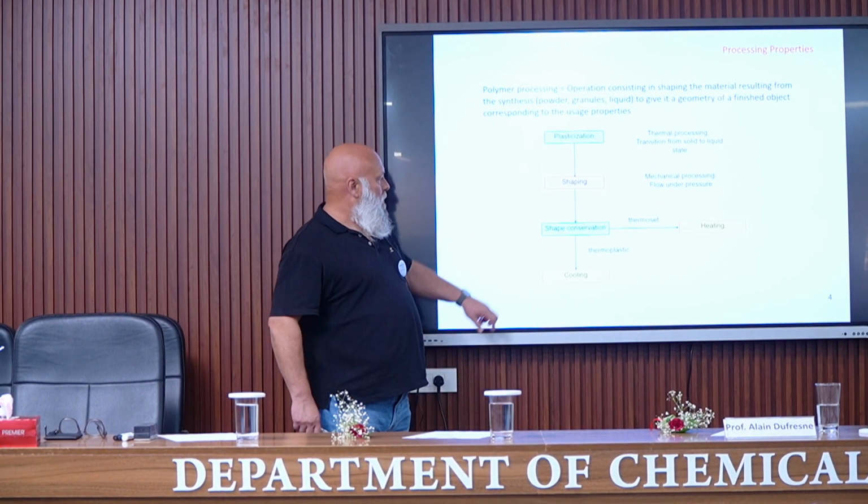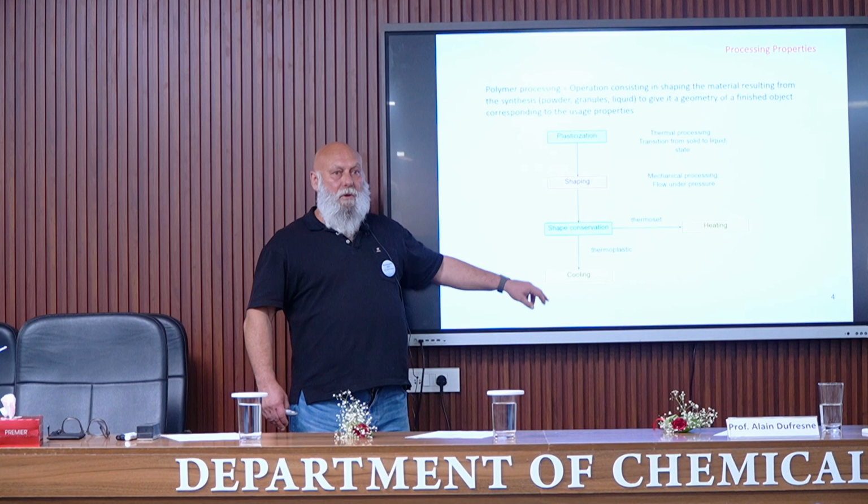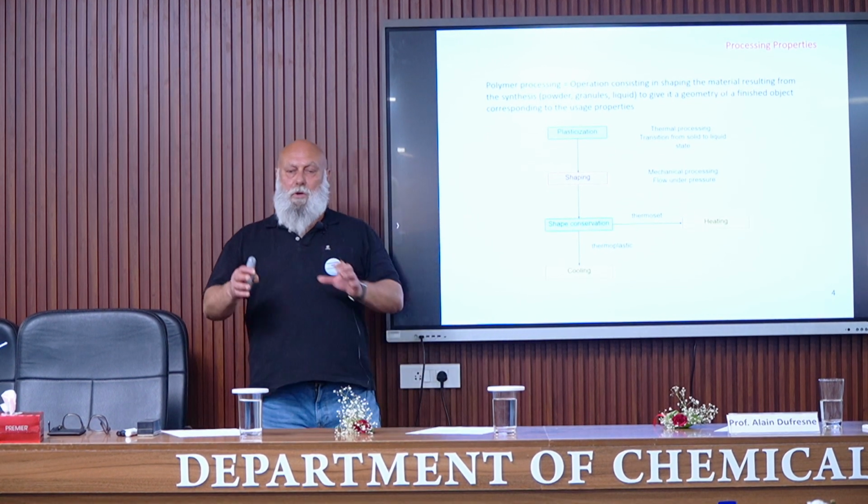For this shape conservation step, there is a difference between thermoset and thermoplastic polymers. For thermoset, it's heating. It's necessary to heat, for example, the mold to promote the chemical reaction, the polymerization, and the cross-linking of the polymer. And in the case of thermoplastic polymer, it's a cooling step. So it's necessary to decrease the temperature in order to freeze or to fix the shape of the material in the mold.